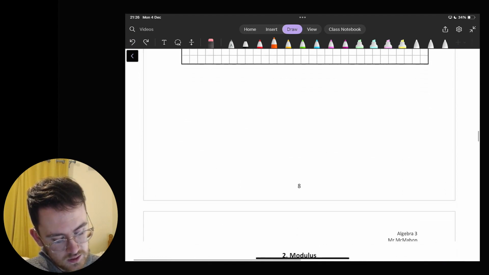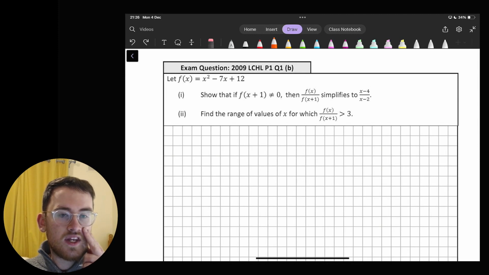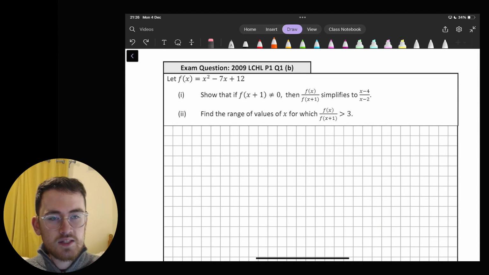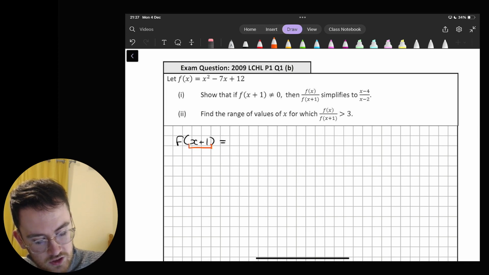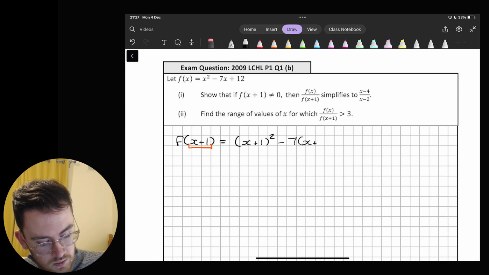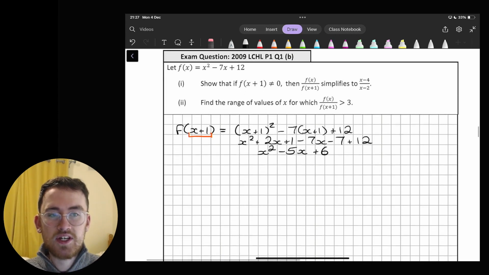Okay, I think we have one last question to do. So let's have a look at it. Show that if f of x plus 1 is not equal to 0, then f of x over f of x plus 1 simplifies to x minus 4 over x minus 2. So let's have a look at that. We're going to have to start by getting f of x plus 1. So that means I'm subbing x plus 1 into my function anywhere that I see x. So x plus 1 squared minus 7 by x plus 1 plus 12. So x squared plus 2x plus 1 minus 7x minus 7 plus 12. So I get x squared minus 5x plus 6.